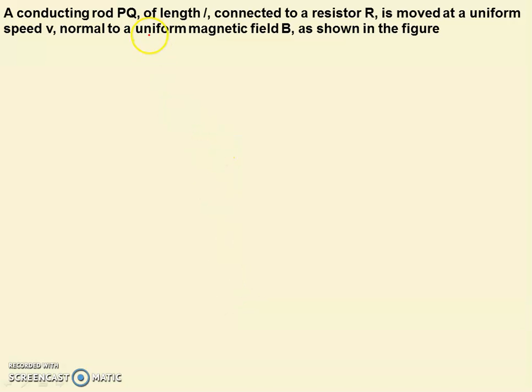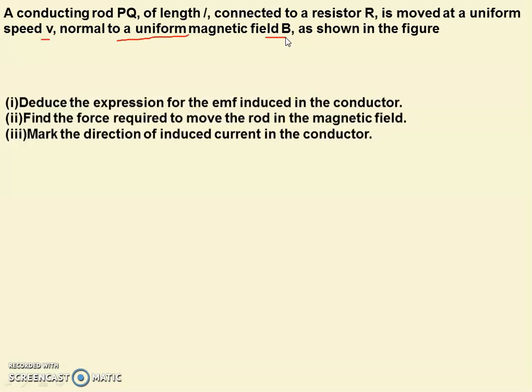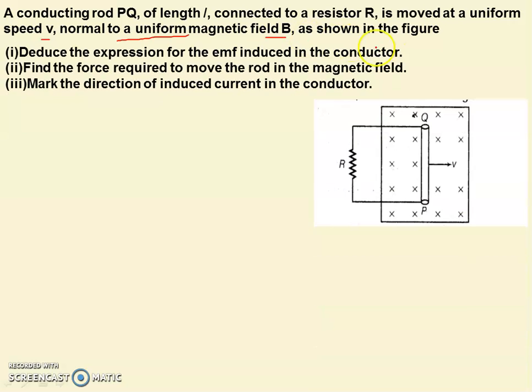A conducting rod PQ of length L is connected to a resistor R, and is moved at a uniform speed V, normal to the magnetic field B, given in the figure. Now what is the figure? This is the figure. This is the rod, and it is connected with the resistor and it is moving with uniform speed in a magnetic field. This is the region of magnetic field, right?